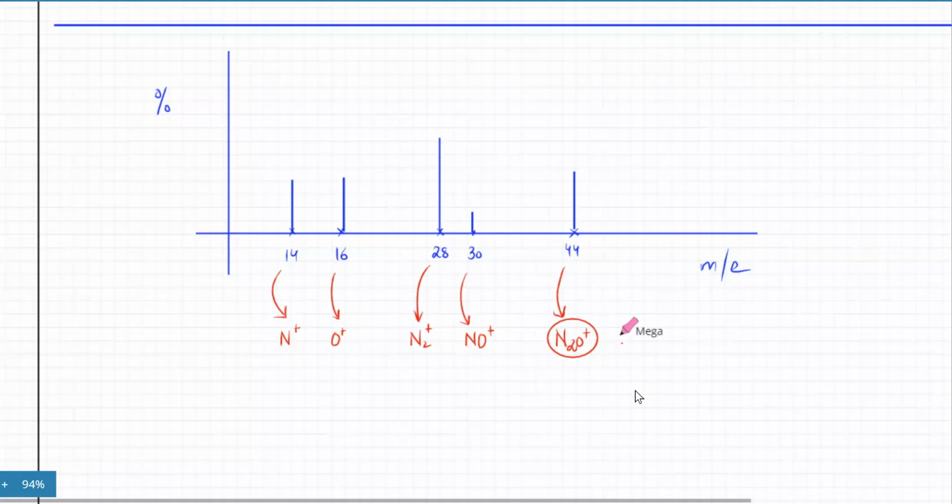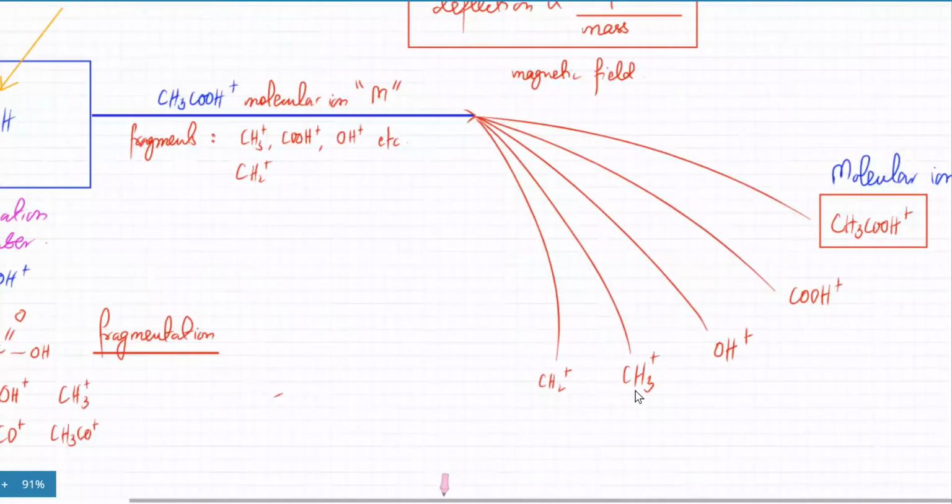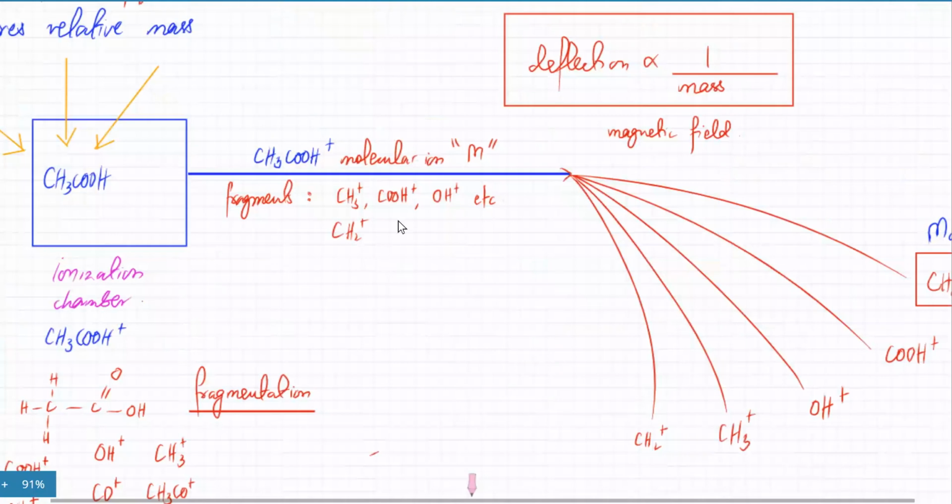Sir, these have a plus charge because we are doing mass spectroscopy, right? The fragments always had a positive charge. It has no other significance, you just write the positive charge because that is how they are detected. Is that clear? Yes, sir.